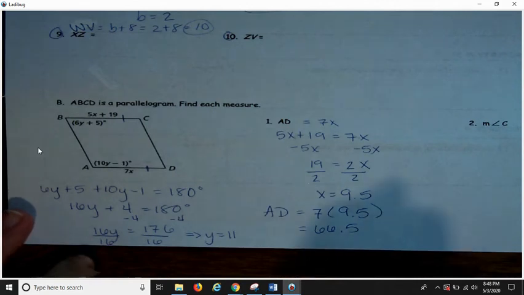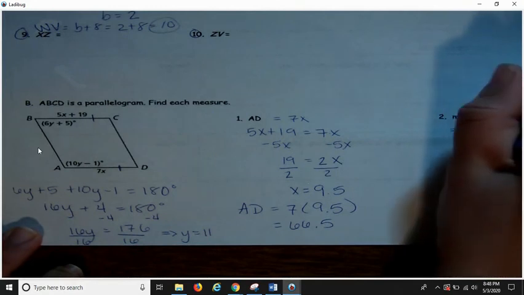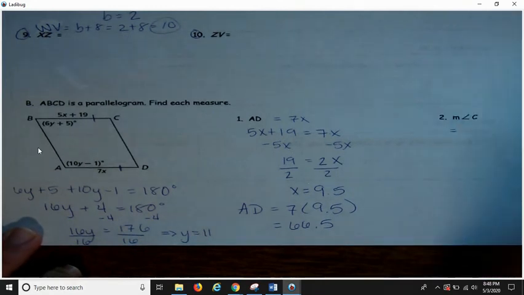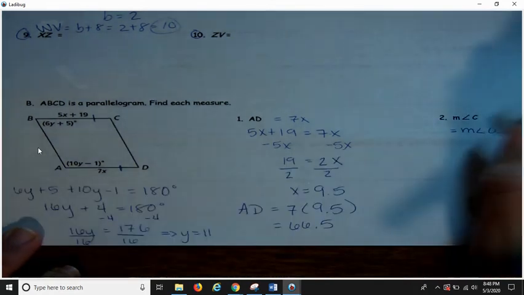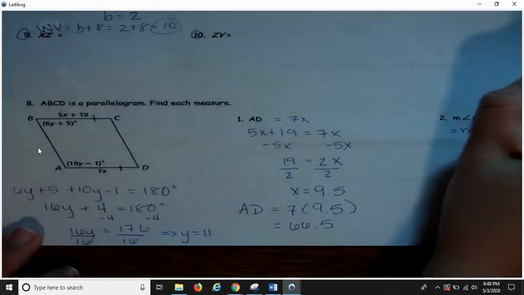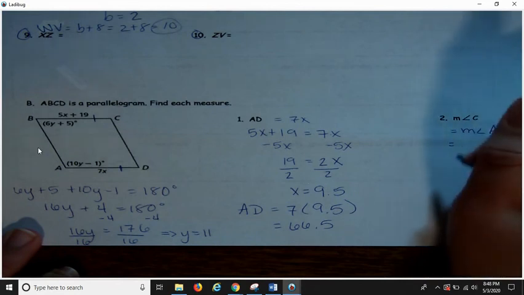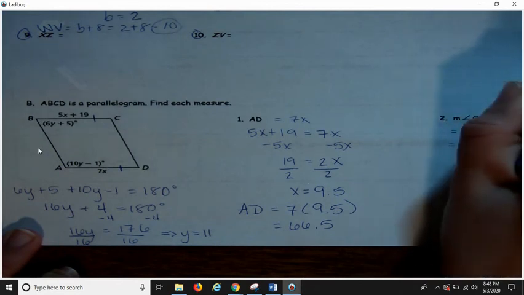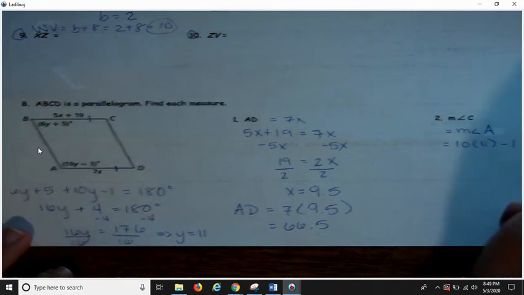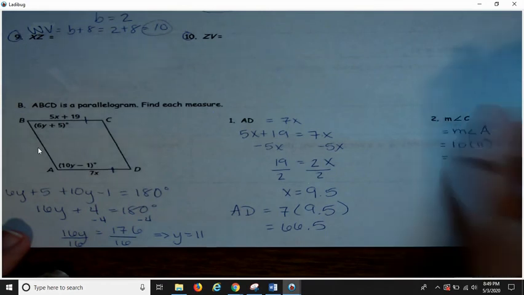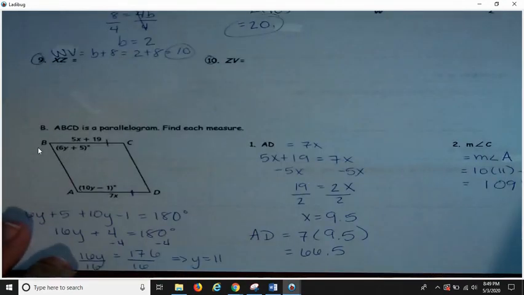So now I know what y is. I know that measure of angle C is equal to the measure of angle A. I should be using a capital letter, I'm sorry. And the measure of angle A is defined by 10 times y minus 1, and y we found out was 11. 10 times 11 is just 110, minus 1 is 109. So this should be this.